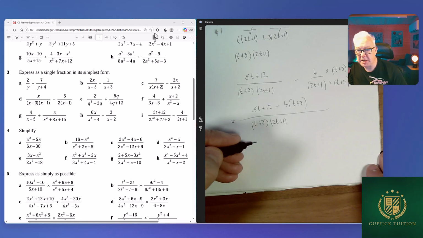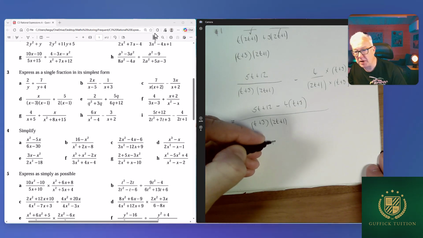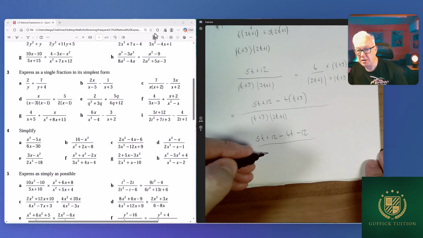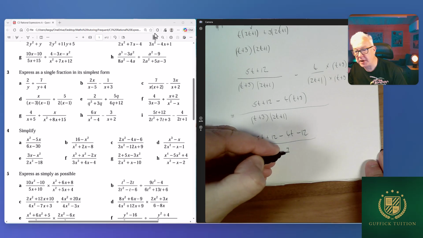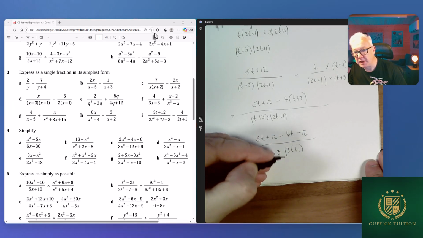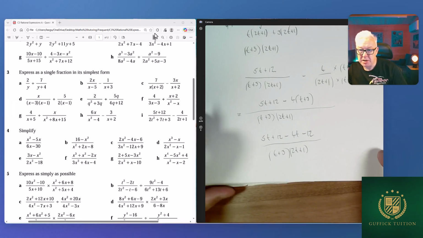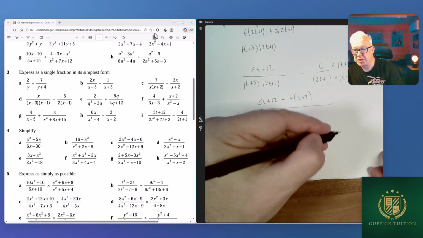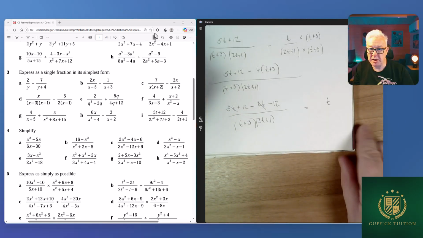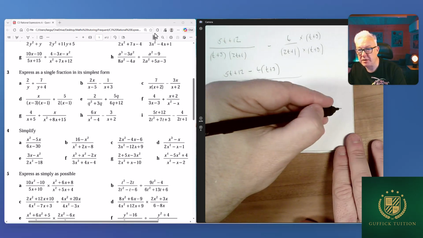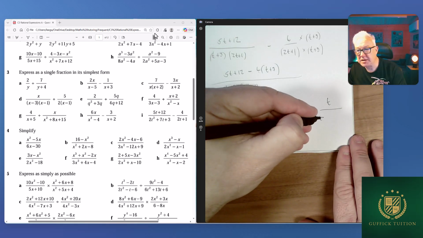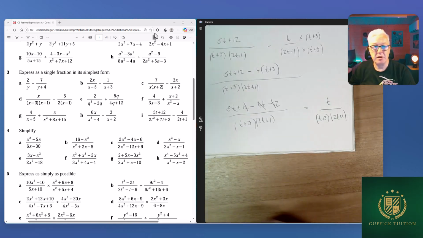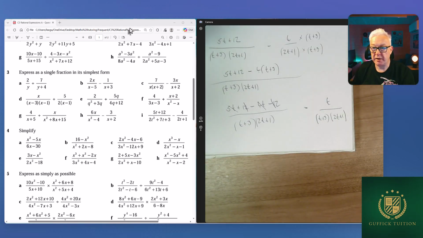Now let's remove the brackets. So I've now got 5t add 12 minus 4t minus 12 all over t add 3 times by 2t add 1. Let's simplify this now. So 5t take away 4t is going to be t. So that's just going to go to a t there in the numerator. And plus 12 take away 12 cancels out. So I end up with t over t add 3 times by 2t add 1 there. And that is our final answer.